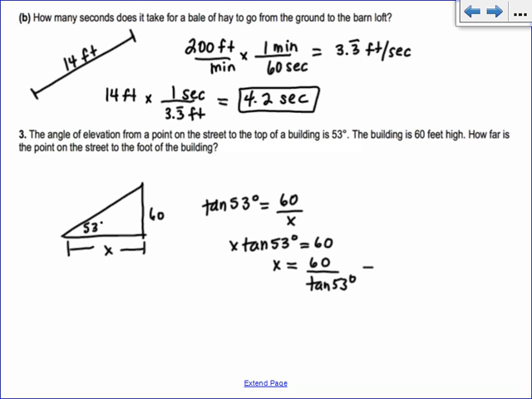to the building. All right, so anyway, we get 45.213 if we did it 60 divided by tangent of 53 like we were supposed to. Okay.